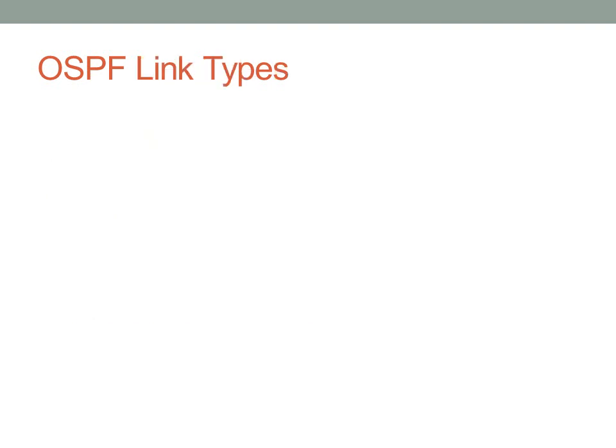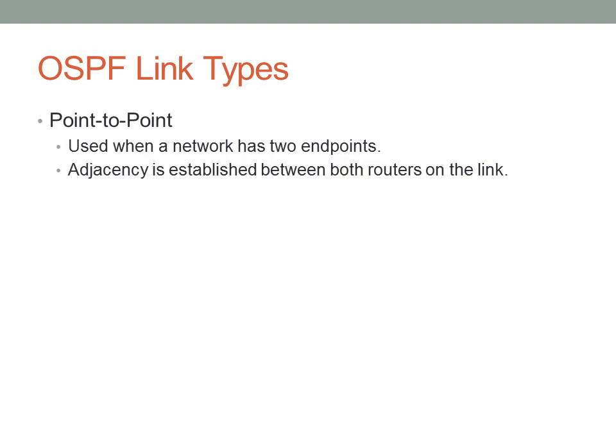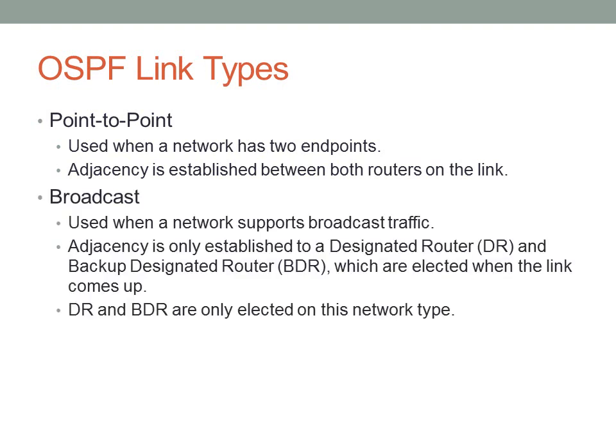Now we're going to look at the different link types for OSPF. The first type that you'll need to know about is point-to-point, and this is used for point-to-point networks. Basically, you have 2 endpoints, and those are the only possible hosts that you'll have. Adjacency is established with both routers on the link. There are only 2 routers, so we should establish an adjacency between both of them. That makes sense, right? Now we're going to talk about broadcast domains. These are a little bit more complicated. When a network supports broadcast traffic, ideally, I don't think you'd want to establish an adjacency between every single router on the same broadcast network.